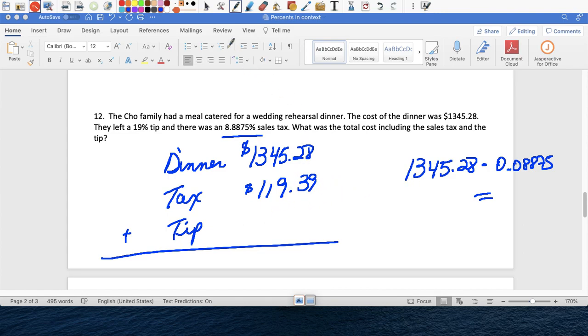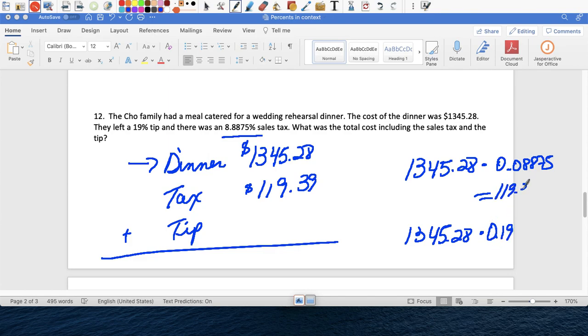So again, we talked briefly about this. The tip should be based on the food. So when you calculate the tip, you want to leave a 19% tip for the staff. You are going to base it on the food. Don't add the dinner and tax and then base it on that. So just base it on the dinner. So we're going to multiply that. We've got to figure out what 19% of 1,345 is. So I'm going to multiply that by 0.19.